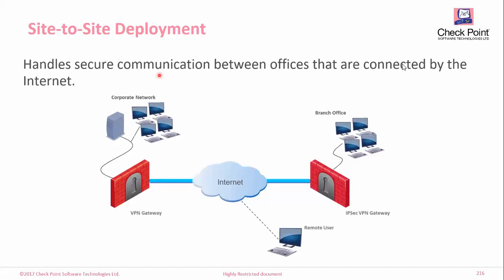For site-to-site deployment, communication between offices that are connected by the internet. It says offices, it could be customers out there or whatever. I don't know why on this slide they've got the remote users sitting down here. I don't consider the remote access as part of site-to-site, really. But we've got another slide coming up with the remote users. Normally, with site-to-site, you're talking about communication between offices. Two different firewalls.